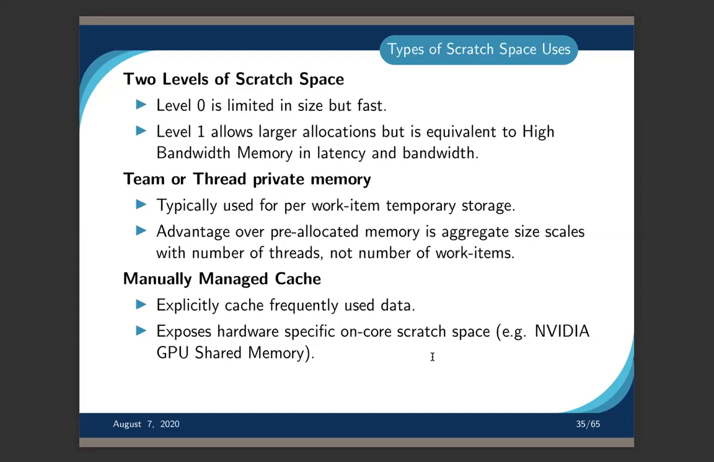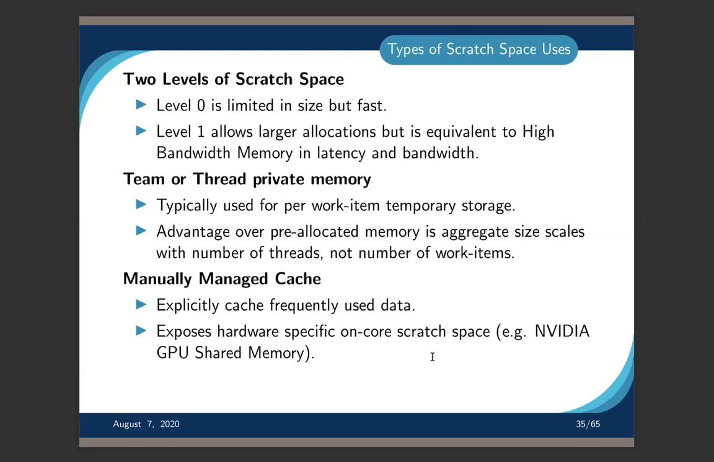You can have team or thread private memory. If you use it that way, it's typically used for per work item temporary storage. There is an advantage over pre-allocation, and that is that the aggregate size of the scratch only scales with the number of active threads, not with the number of work items. And we'll come back to that in a bit.